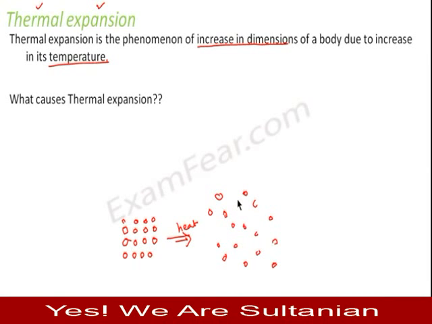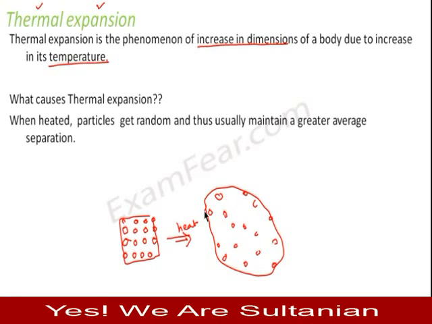As a result, when you see that entire object as a whole, here this was your object, but here this is your object. So what do you feel? You feel as if the object expanded, the object increased in its size. So the very simple answer is, when heated, particles get random and thus usually maintain a greater average separation. I hope it is clear to you.